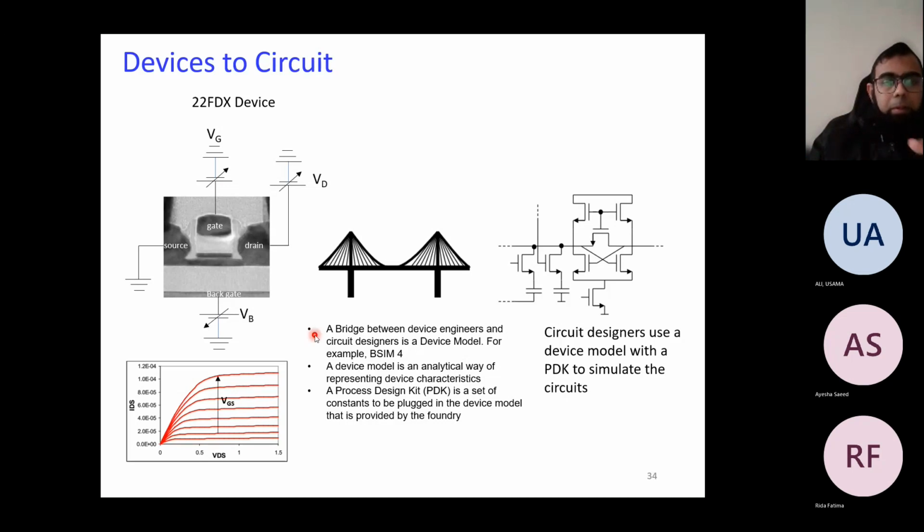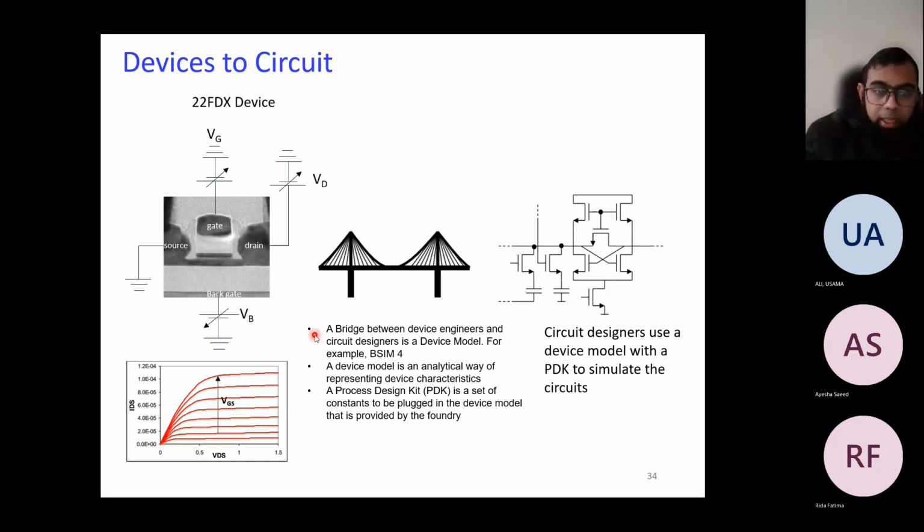So circuit design people get the PDK values from the foundry, and then they plug those values into a particular model, which is again made by some third set of people, called the device modeling team. UC Berkeley has a very famous model called the BSIM model, and that model is very widely used in academia as well as in industry. But of course industry is also making its own models.